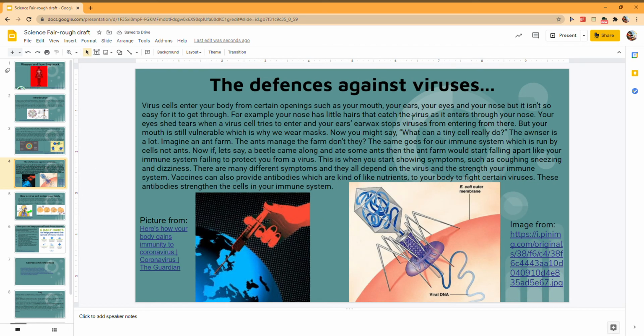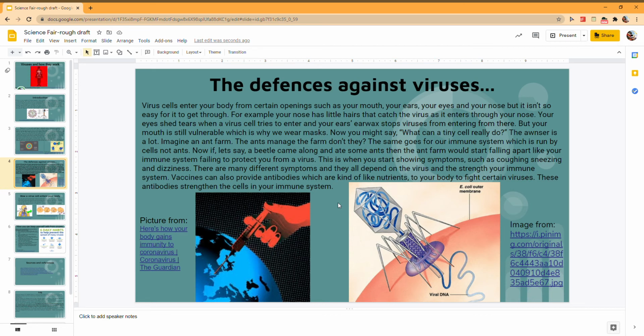The defenses against viruses. Virus cells enter your body from certain openings, such as your mouth, your ears, your eyes, and your nose. But it isn't so easy for it to get through. For example, your nose has little hairs that catch the viruses as they enter. Your eyes shed tears when a virus cell tries to enter, and your earwax stops viruses entering from the ears. But your mouth is still vulnerable, which is why we wear masks in the current pandemic.